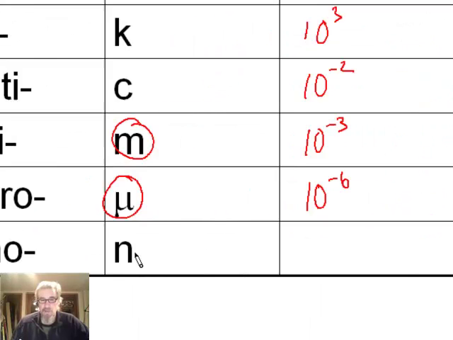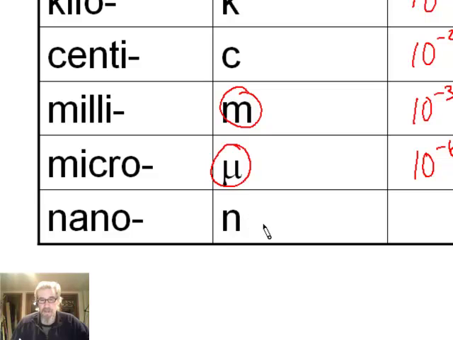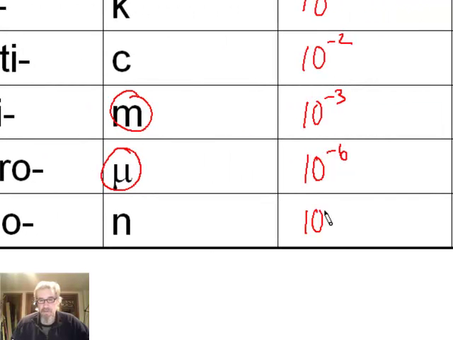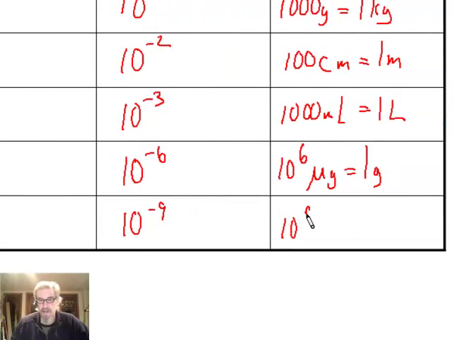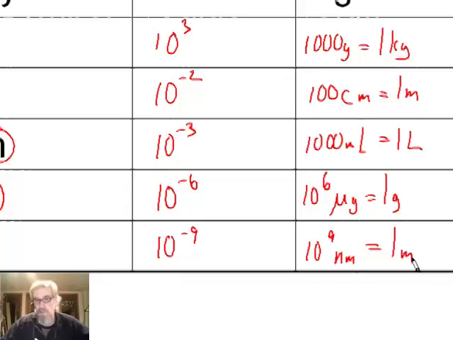And then there's a really tiny one, nano, abbreviated small n. That's 1/1,000,000,000th, 10 to the negative ninth of something. So 10 to the ninth nanometers are in 1 meter. A nanometer is very small. We would use it for measuring things like how far it is across an atom or a molecule.